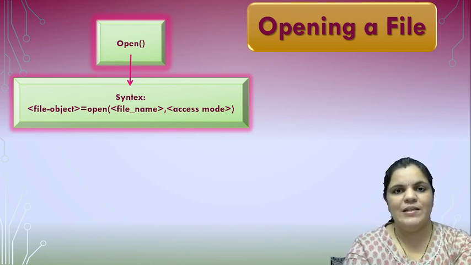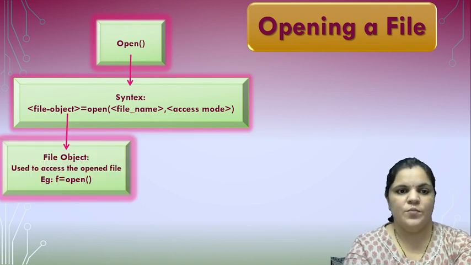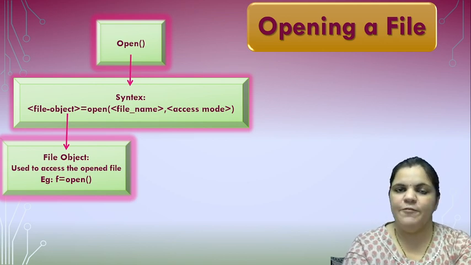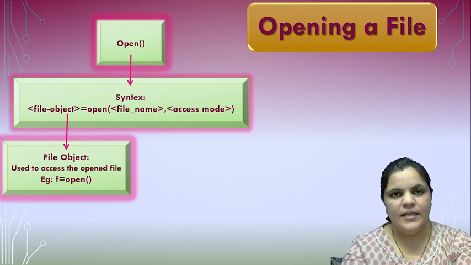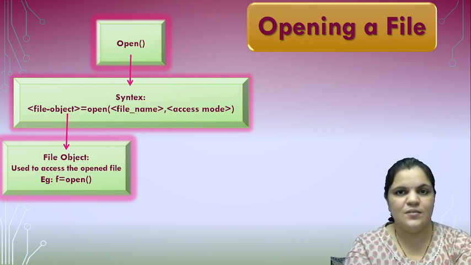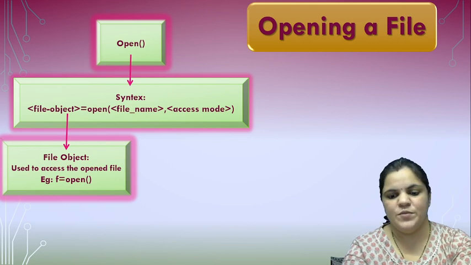Now we will see all these terms in detail, starting with file object. File object is used to access the open file. Example: f equal to open. I'll show you a program example later. So here you just understand what a file object is.